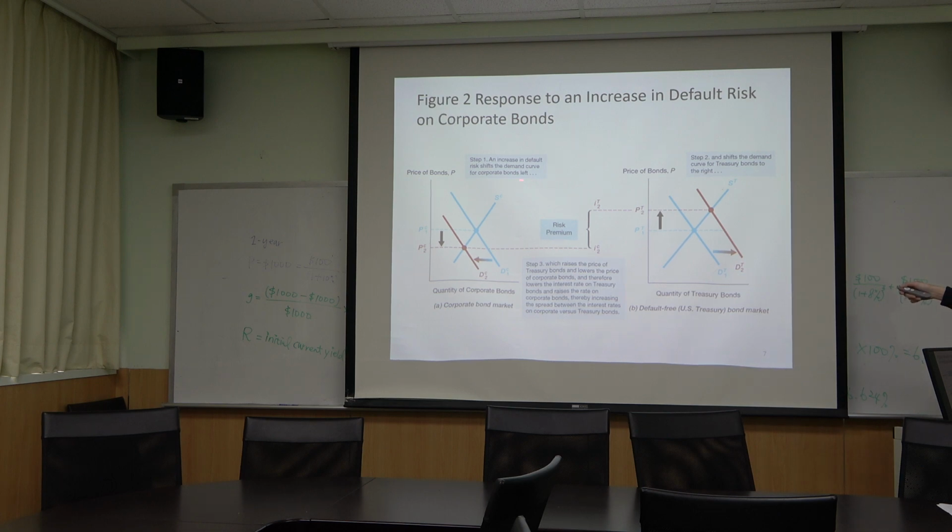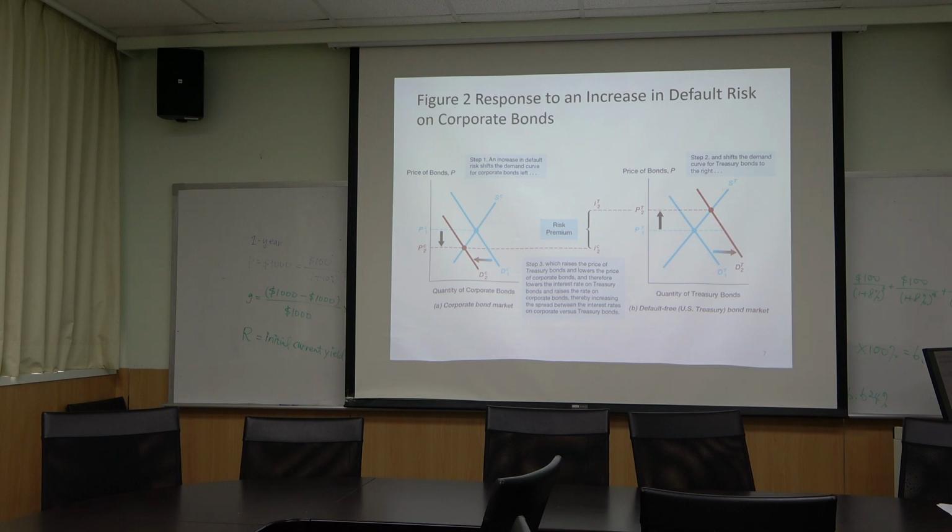So again, an increase in default risk shifts the demand curve for corporate bonds left, and shifts the demand curve for Treasury bonds to the right, which raises the price of Treasury bonds and lowers the price of corporate bonds, and therefore lowers the interest rate on the Treasury bond and raises the rate on corporate bonds, thereby increasing the spread between the interest rates on corporate bonds versus Treasury bonds.